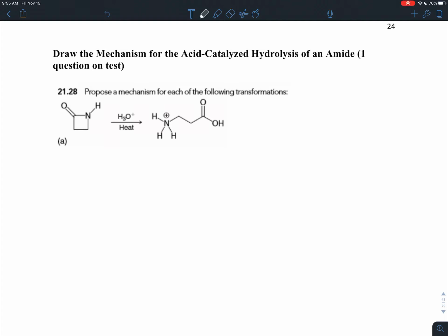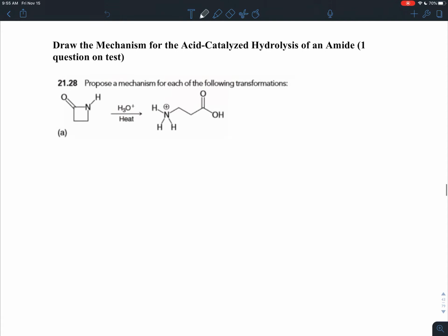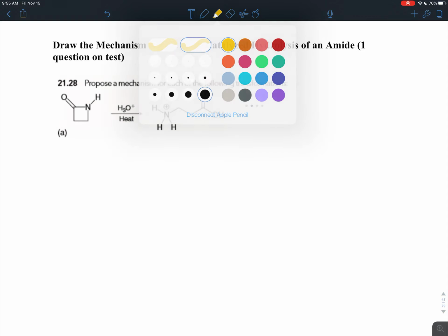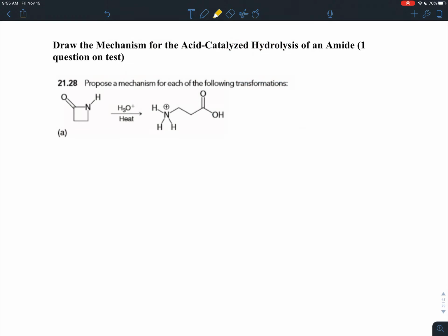While the explicit objective of exercise 2128 may seem different from the exercises we've done so far, namely it's to draw the mechanism for an acid-catalyzed hydrolysis of an amide, it's actually the same exact thing. It's just another example of a nucleophilic acyl substitution. And the only difference is what the leaving group is. Here, the leaving group is going to be the nitrogen in the amide.